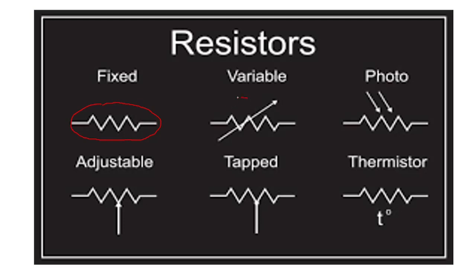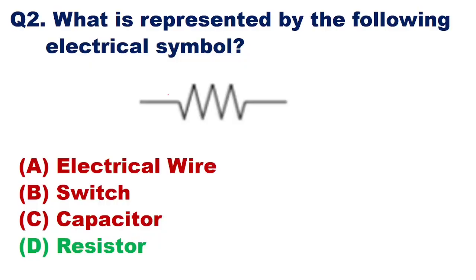We can also have a variable resistor like this, where the value of the resistance can be varied. We can also have a photoresistor. We can also have an adjustable resistor, which can be represented like this. We can also have a tapped resistor, which can be represented like this. We can also have a thermistor, which can be represented like this. Now in our question, we had the symbol of a fixed resistor, and in our options, the right option was resistor, that is option D. So here you can see option D is the right answer.